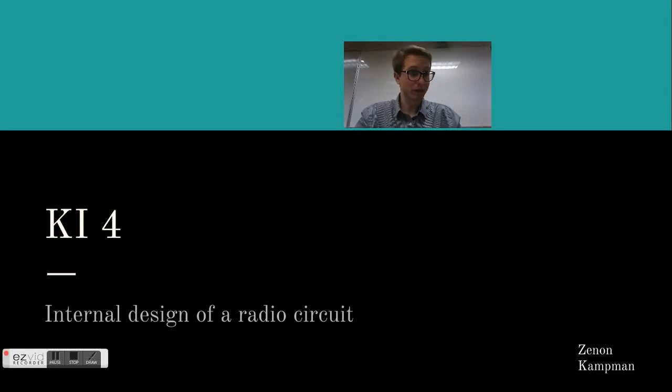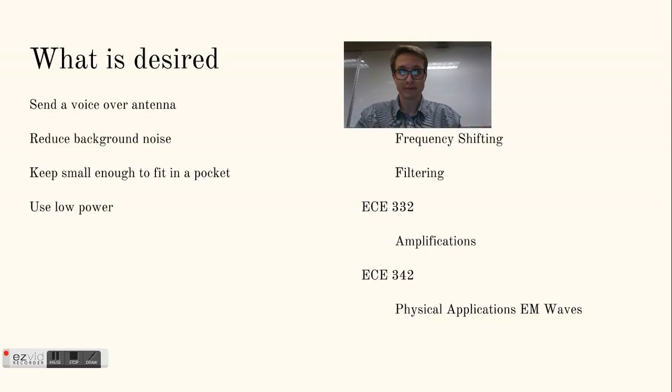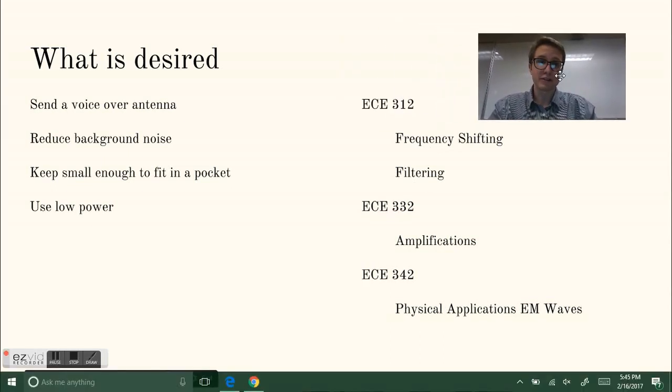I'll be going over the KI4, the internal design of a radio circuit. What is desired is that we want to send, say, a voice signal over an antenna and reduce the background noise, keep it small enough to fit in a pocket, and use a low amount of power. This is because your phone has a very small battery, your phone doesn't want to be connected to a cord all the time, you don't want to hear all the background noise like your neighbors yelling, and you want to keep it small enough to fit in your pocket because why would you want to carry around a suitcase?